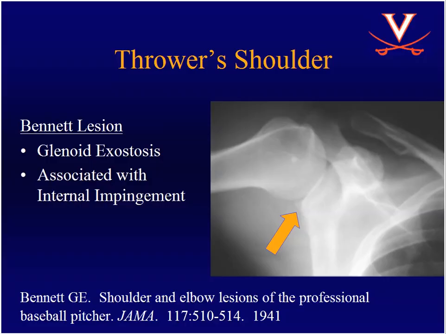The other thing you can get with this is a Bennett's lesion. And probably the only testable thing is to recognize what it is. If you get a shoulder radiograph and it has this little excrescence down here, that can be associated with internal impingement in baseball players, and it's called a Bennett lesion. Described way back in 1941. Perhaps Dr. Bennett had a better feel for this than we do, even today.